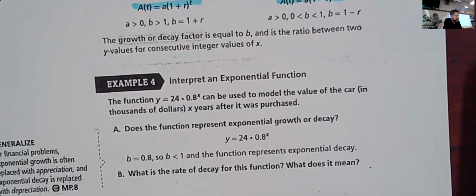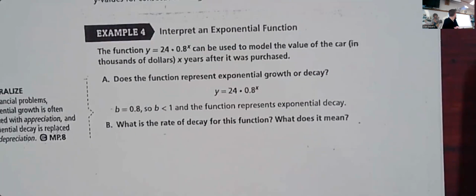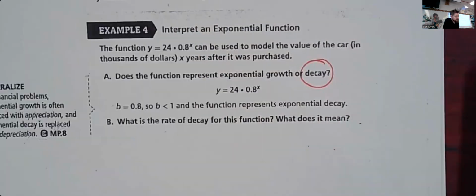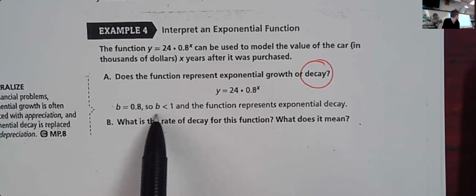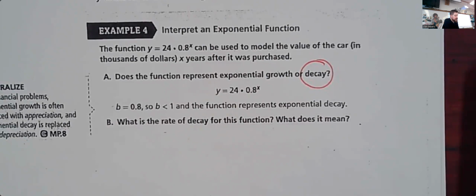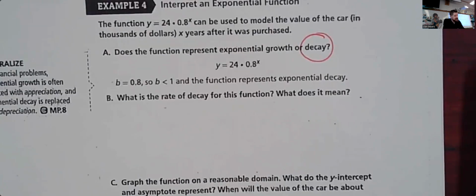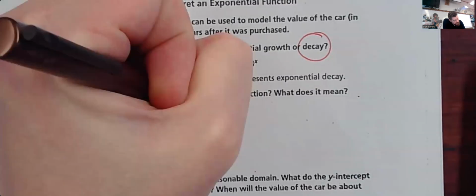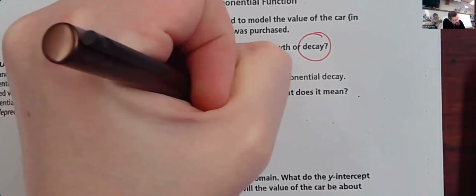All right. Interpret an exponential function here. The function y equals 24 times 0.8 to the x can be used to model the value of a car in thousands of dollars x years after it was purchased. We just talked about that. Does the function represent exponential growth or decay? Decay. All right. So circle decay. Or it just says down here, b is 0.8, b is less than 1, so the function represents exponential decay. The decay factor is 0.8.